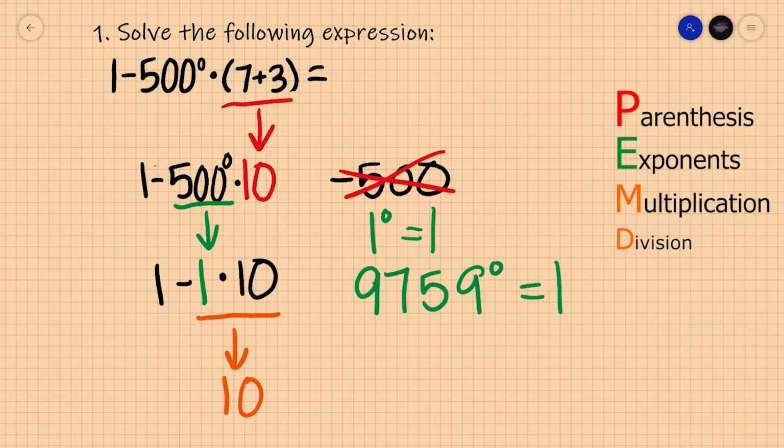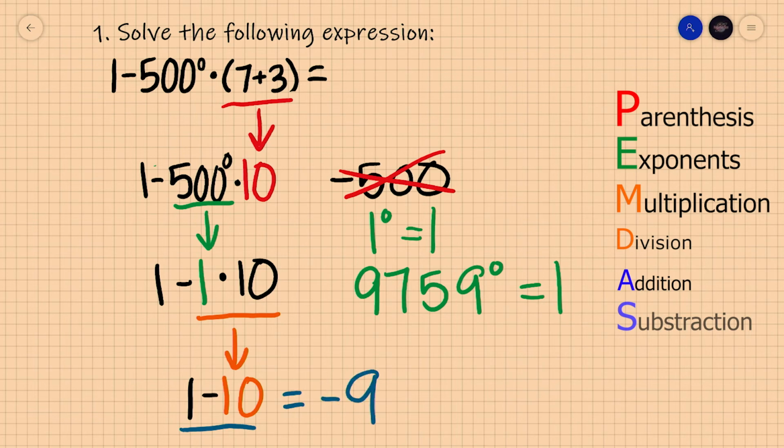And then what you would do is you would just do 1 minus 10, which is equal to negative 9. So the final answer to this question is negative 9. Good job. Hopefully you got that correct.